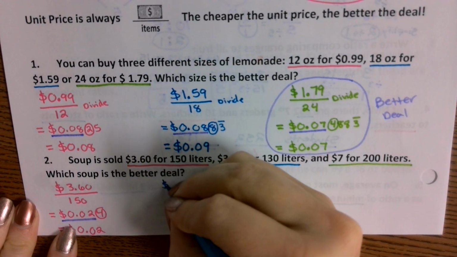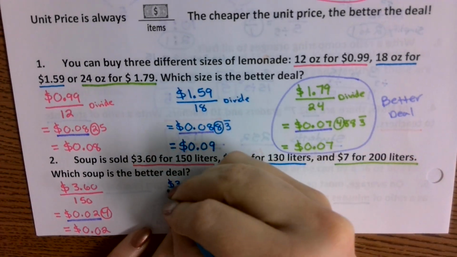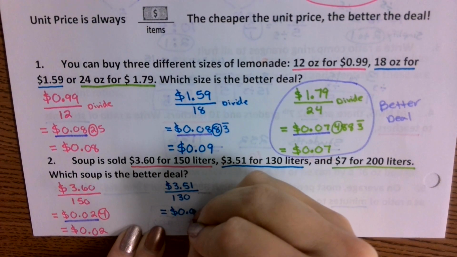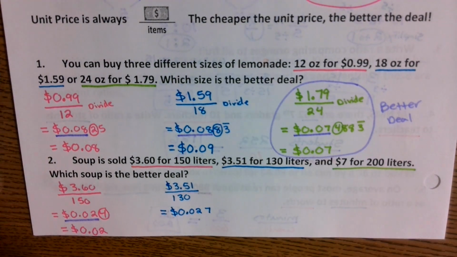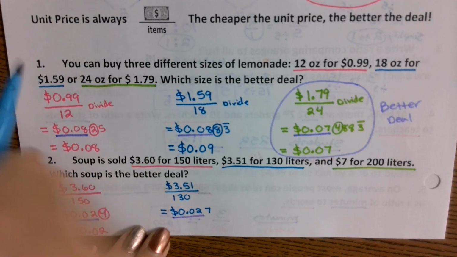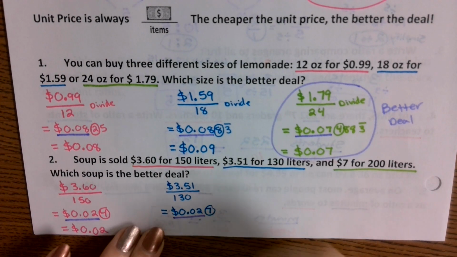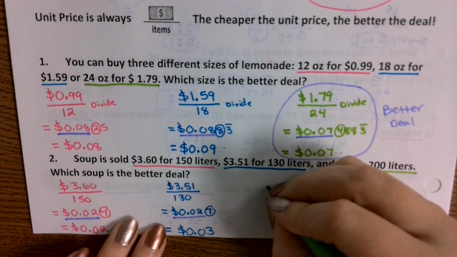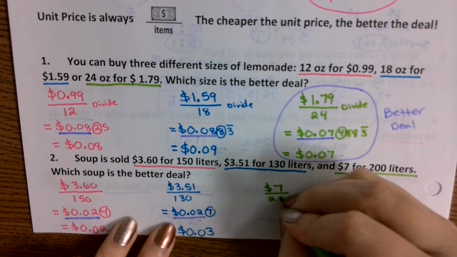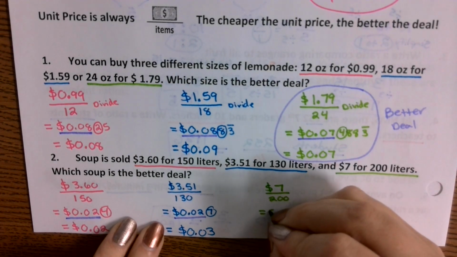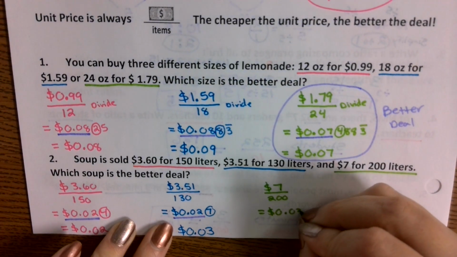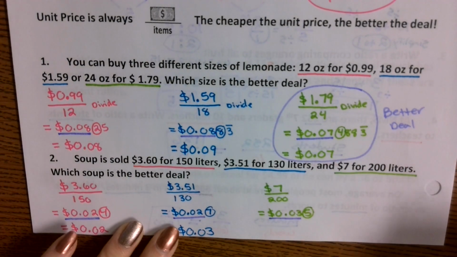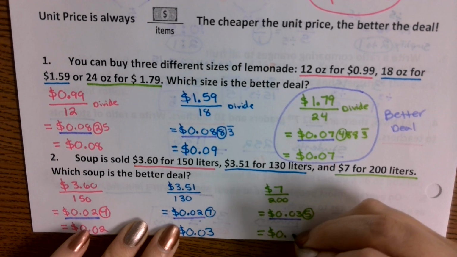The next one is $3.51, and it's going to be divided by 130 liters. When we divide that, that's also going to come out to 0.02, but it's 0.027. So when we're looking at the 0.02, that 7 is going to tell us to keep or round. Round. Right, we're going to round it up to the next one, so it becomes 0.03. Okay, then our last one, we have $7 for 200 liters, so we're going to do 7 divided by 200. That's going to come out to 0.035. Again, the 0.03 is where the money is. The 5 is going to tell us to keep or round. Round. So we're going to round it to 0.04.